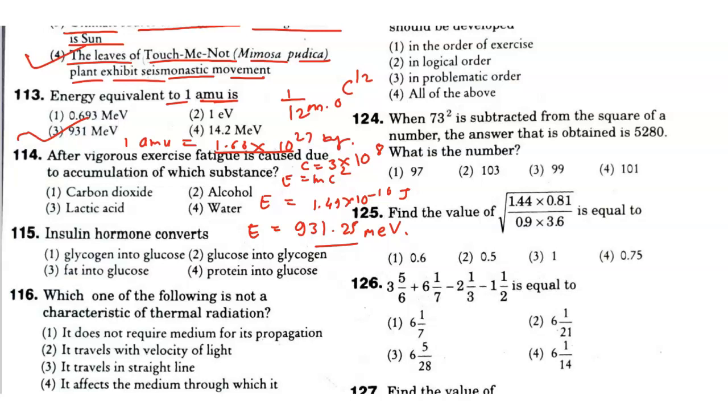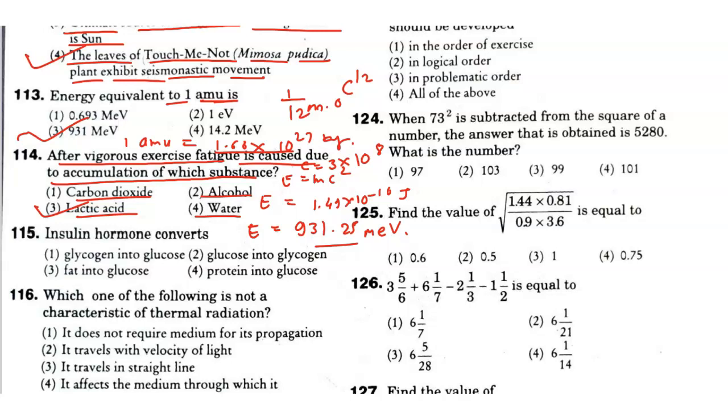Okay. Now after vigorous exercise, fatigue is caused due to the accumulation of which substance? Carbon dioxide, lactic acid, alcohol, and water. The correct answer is lactic acid. Lactic acid is formed and accumulates in the muscle under conditions of high energy demand, rapid fluctuation of energy required, and insufficient supply of O2.